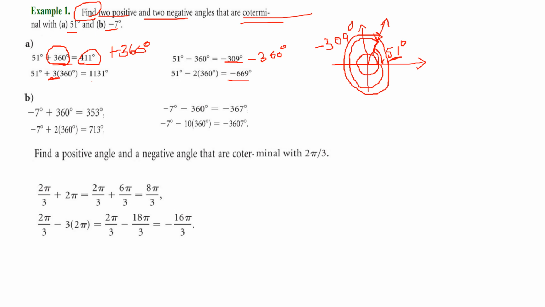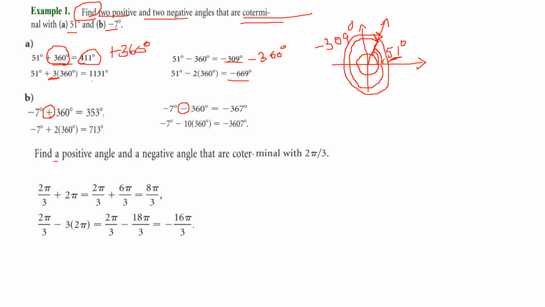And the same for the negative angle. So for coterminal angles, for a positive angle we have to add, and for a negative angle we need to subtract, so you have to remember that. And the same question we can ask with radians.